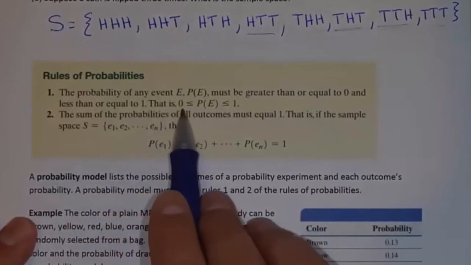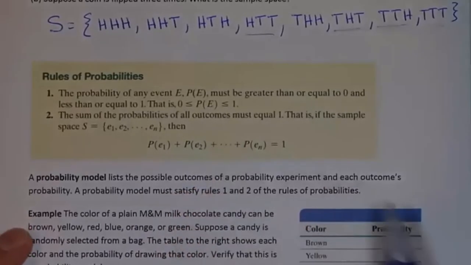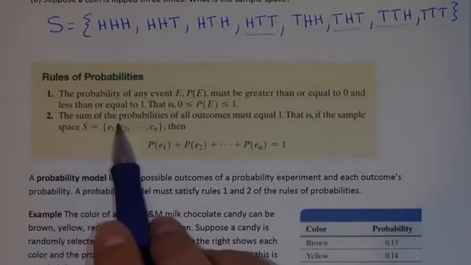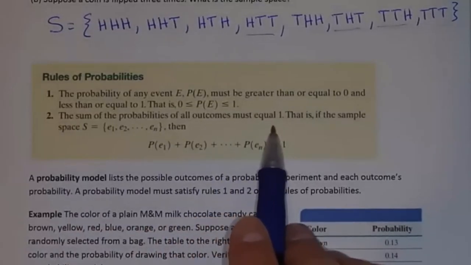That is, 0 is less than or equal to P of E, which is less than or equal to 1. So again, probabilities have to be something between 0 and 1. It can be 0, it can be 1, but it can't be beyond that. The second rule, the sum of the probabilities of all outcomes must equal 1.